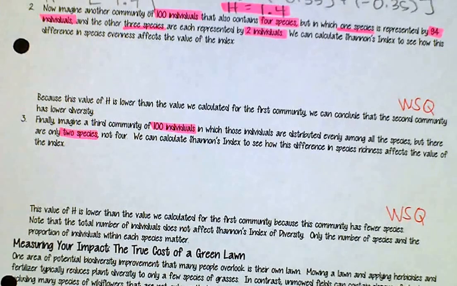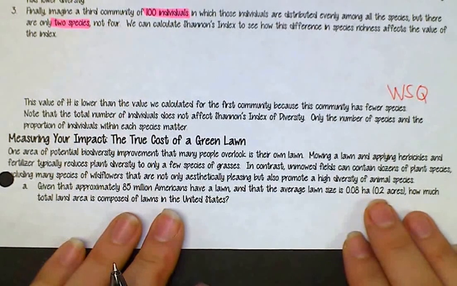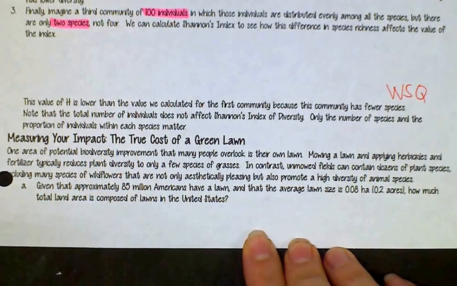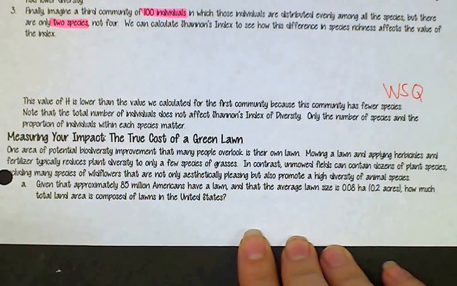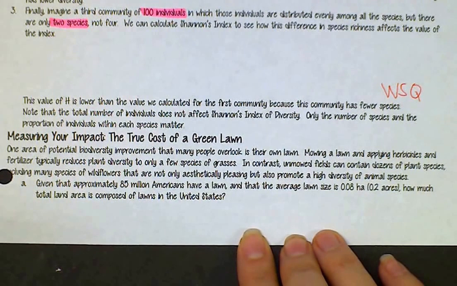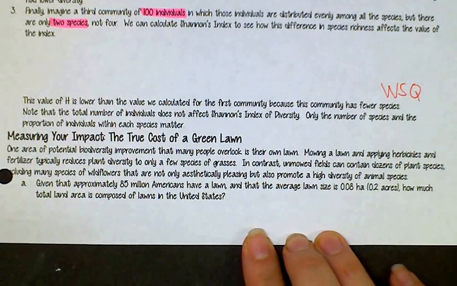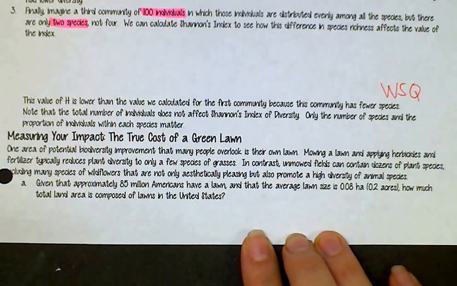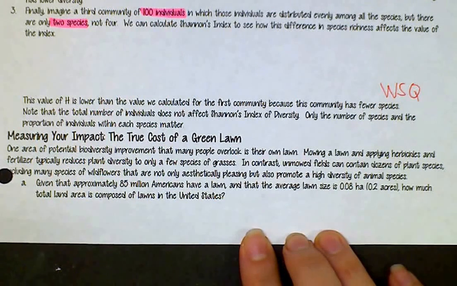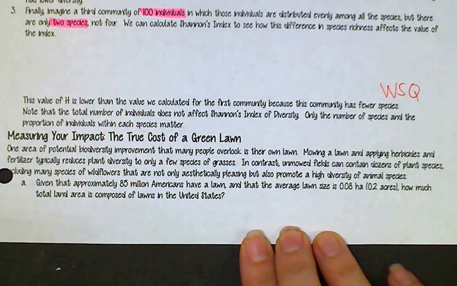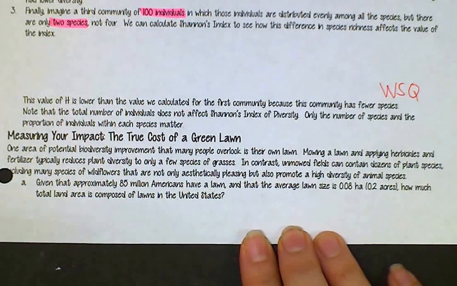Alright, now let's do our next section called Measuring Your Impact: The True Cost of a Green Lawn. Okay, so it says one area of potential biodiversity improvement that many people overlook is their own lawn. Mowing a lawn and applying herbicides and fertilizer typically reduces plant diversity to only a few species of grasses. In contrast, unmowed fields can contain dozens of plant species, including many species of wildflowers that are not only aesthetically pleasing but also promote a high diversity of animal species. Okay? So, our green lawns have low biodiversity. Natural areas that are allowed to grow as they please have high biodiversity.